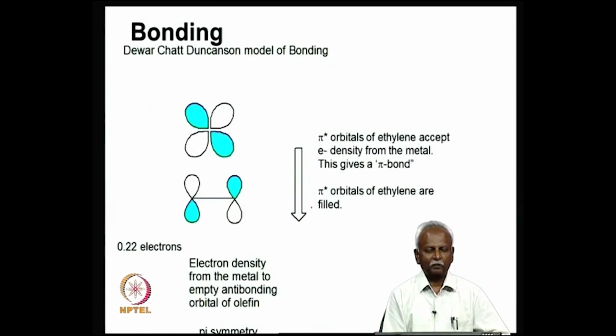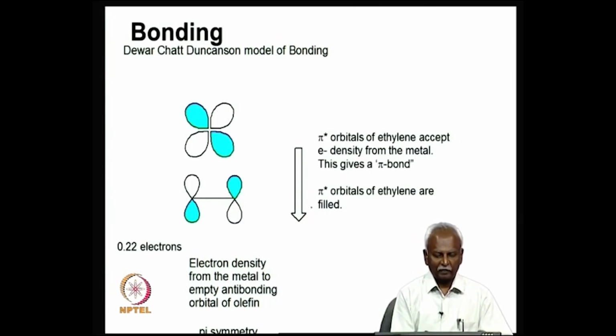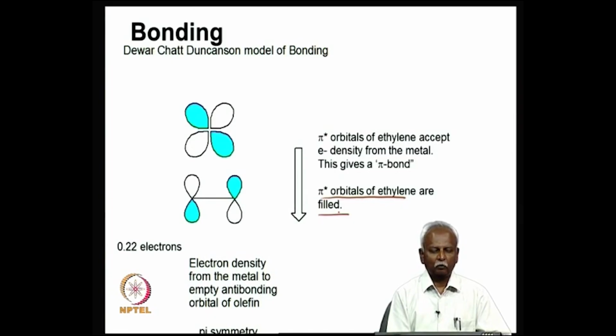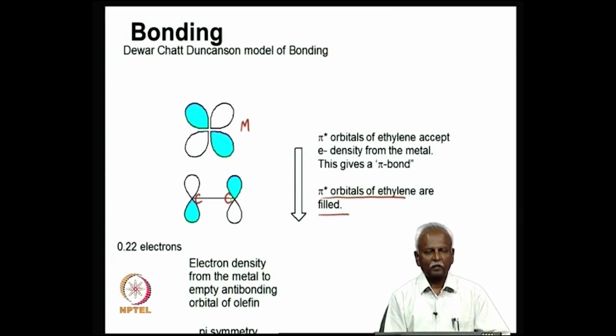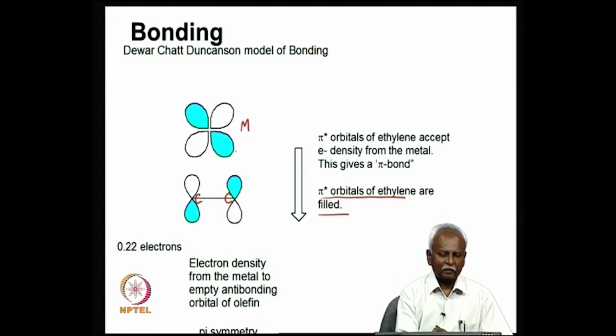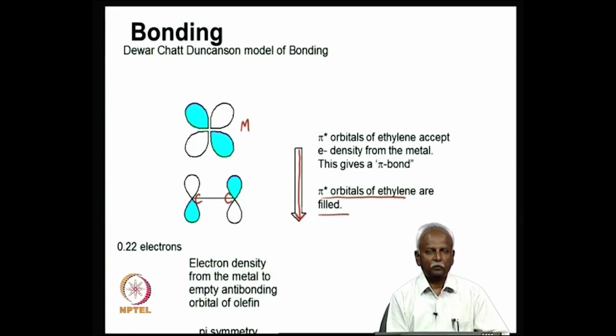So, let us take a look now at the pi interaction. Again, this is part of the Dewar-Chatt-Duncanson model of bonding, and what we have is a pi star orbital of the ethylene now interacting with a filled orbital on the metal. So, here is the metal and here is the olefin. The 2 carbons are present here, and the pi star interaction involves an antiphase overlap of the 2 p orbitals on the carbon, the ones that are not hybridized to interact with the hydrogens. And so, this pi star orbital now accepts electron density from the metal into the empty orbitals on the olefin.